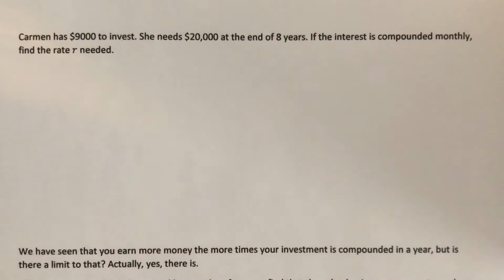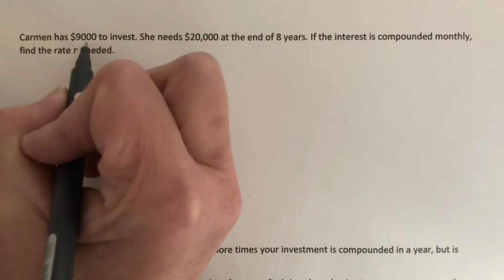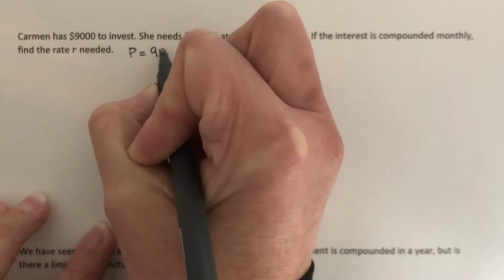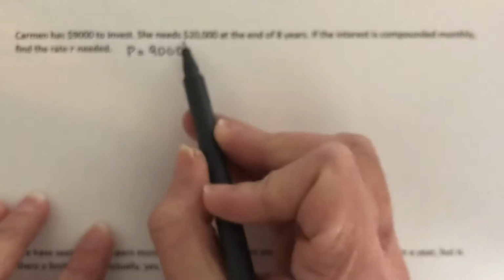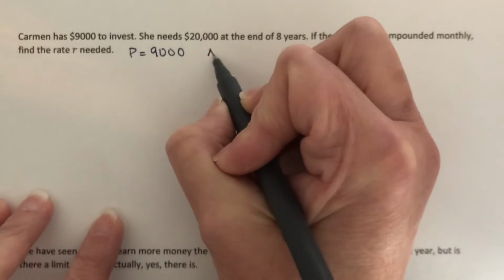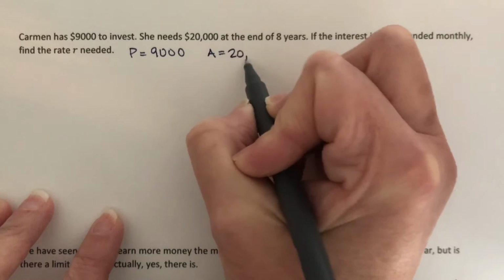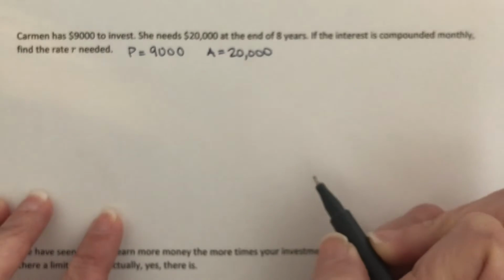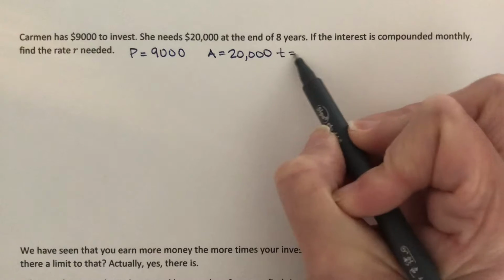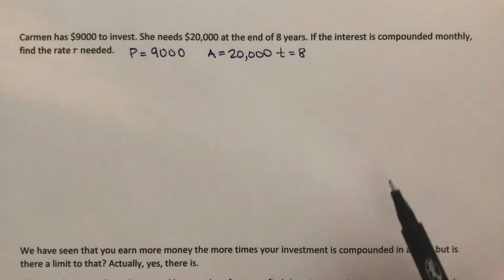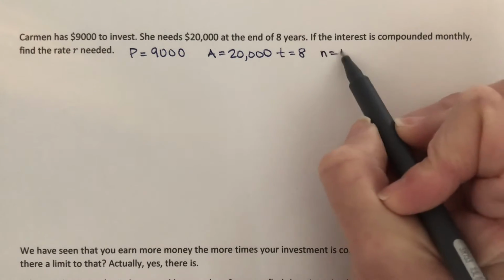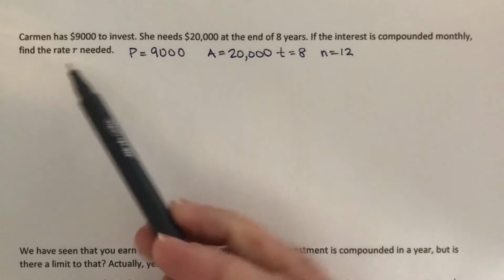Okay, so let's organize what we have here. She has $9,000 to invest, so my principal is going to be $9,000. She needs $20,000, so that's going to be your future value. So that's A. At the end of 8 years, so that means your T value is 8. If the interest is compounded monthly, that means your N value is going to be 12. And we're looking for R.